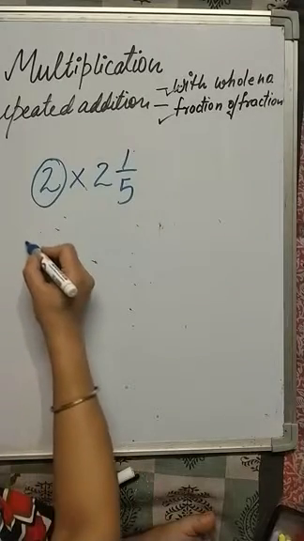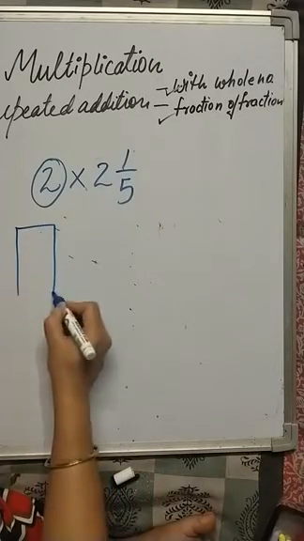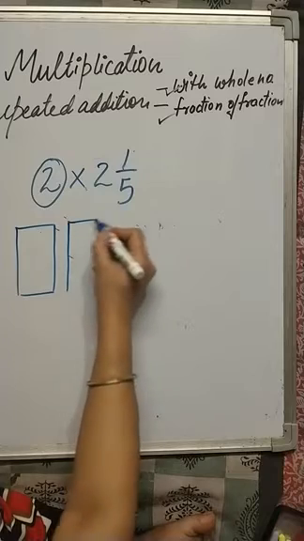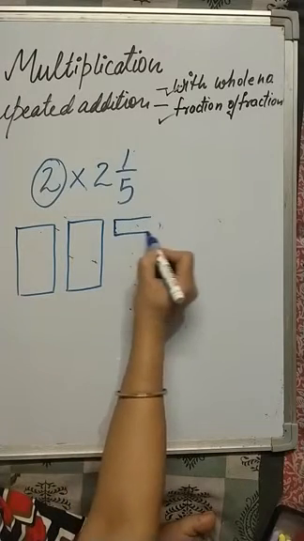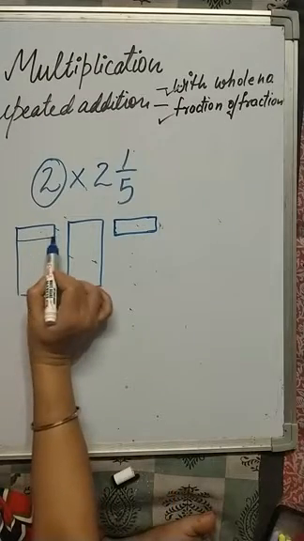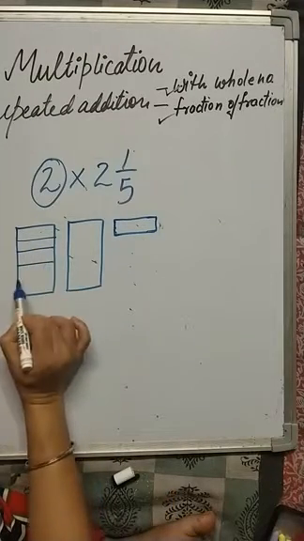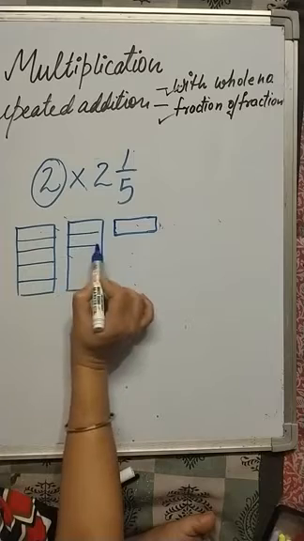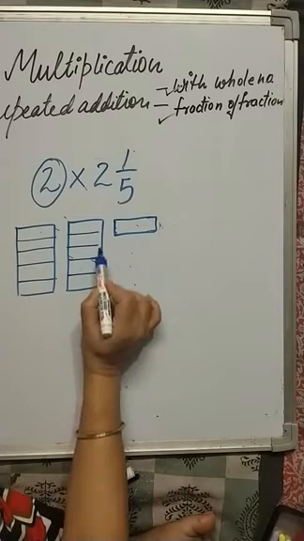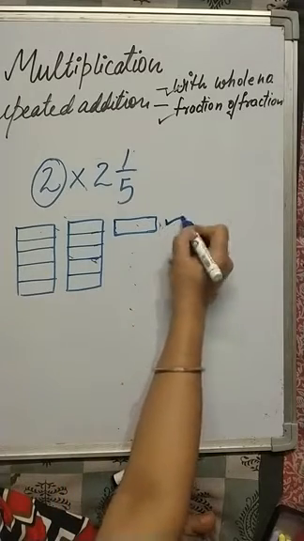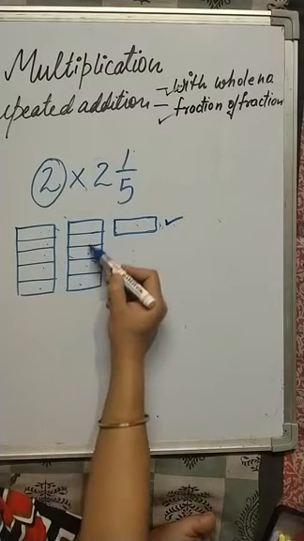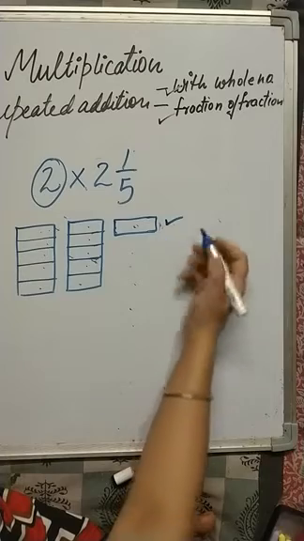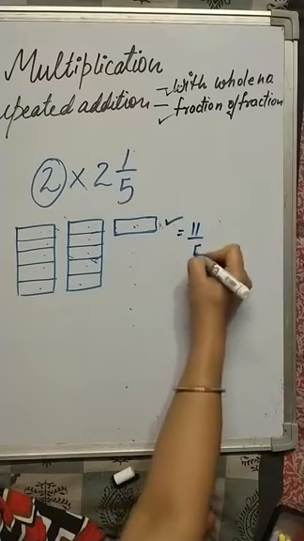So I got 1 chocolate, 2 chocolates, and suppose this is 1/5 of this chocolate. Now let me draw fifths. 1, 2, 3, 4. 1, 2, 3, 4. These are the fifths. So in total, how many fifths did I get? 1, 2, 3, 4, 5, 6, 7, 8, 9, 10, 11. So we had 11 fifths.